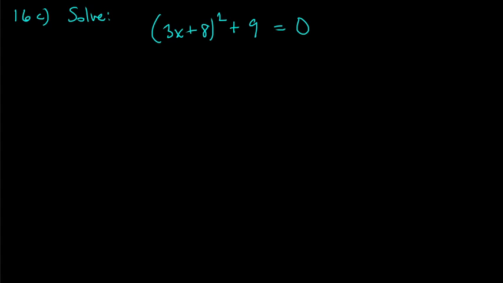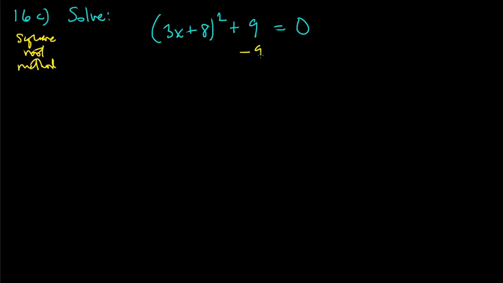Okay, so 16c, we want to solve (3x plus 8) quantity squared plus 9 equals 0. And remember, we could do this any way we want. We weren't given specific directions about what method to use here. Okay, so I'm going to do this by, actually, it's not even completing the square, is it? It's just the square root method. It was the very first one we did here.